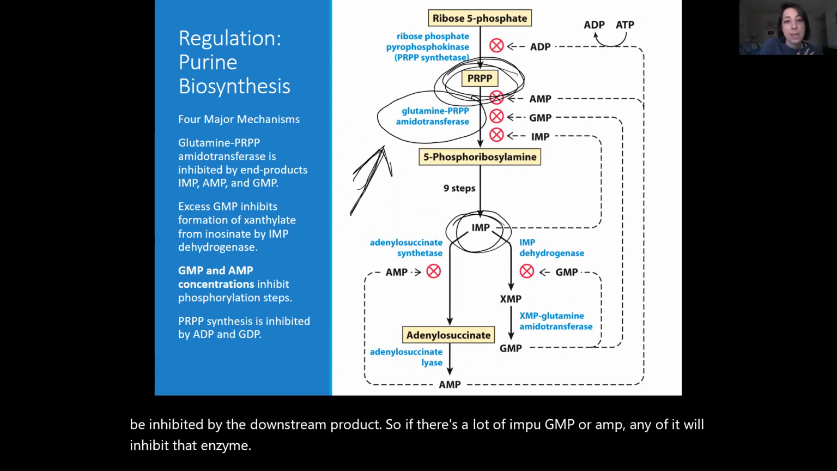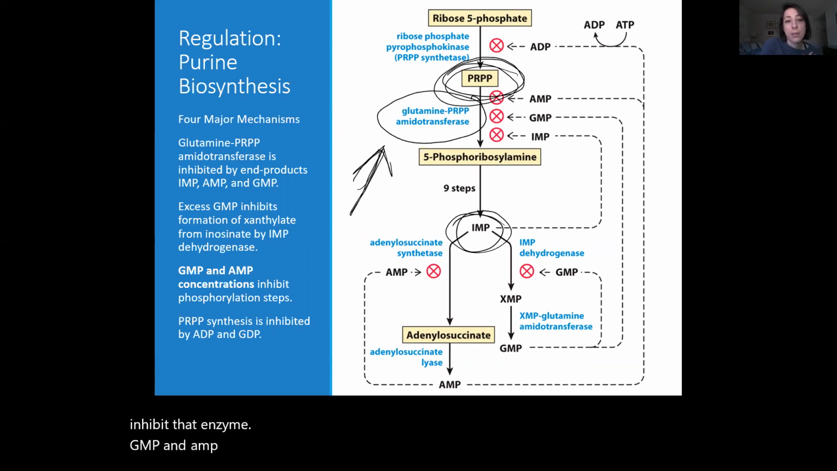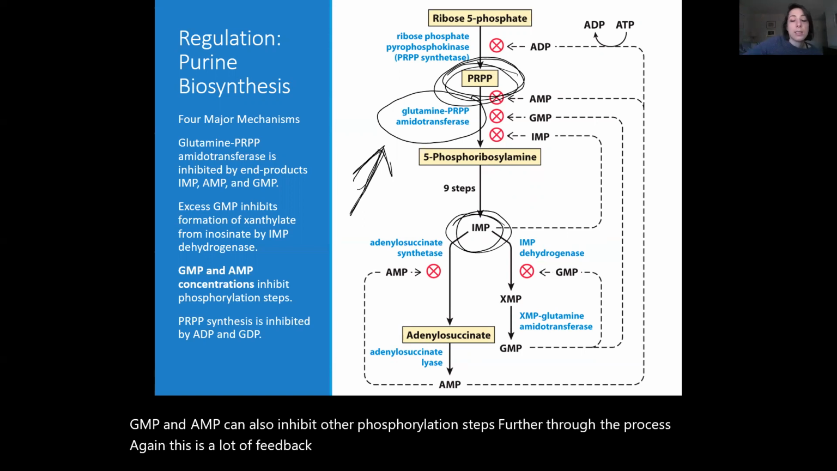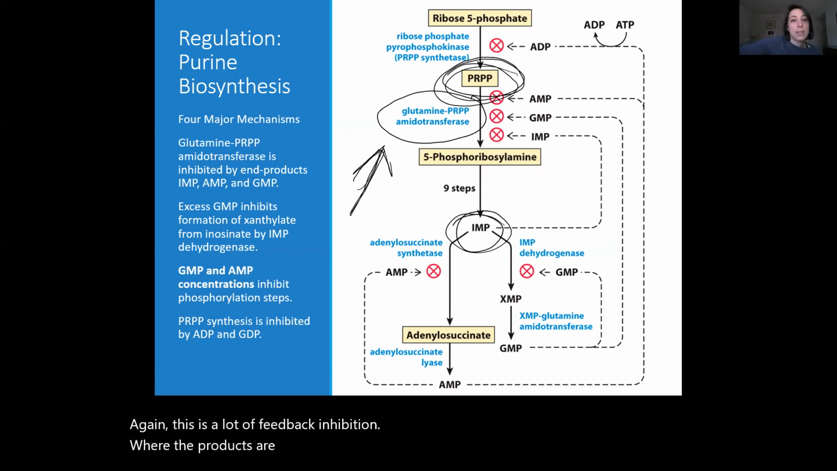GMP and AMP can also inhibit other phosphorylation steps further through the process. Again, this is a lot of feedback inhibition where the products are actually used to inhibit enzymes further back in the process.